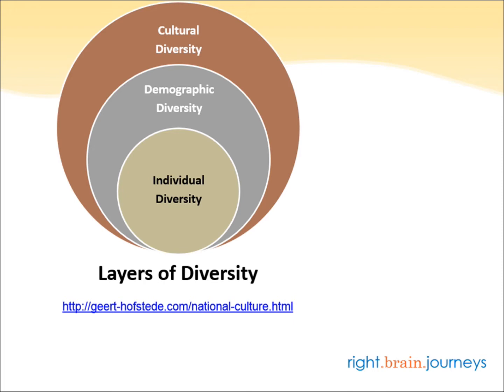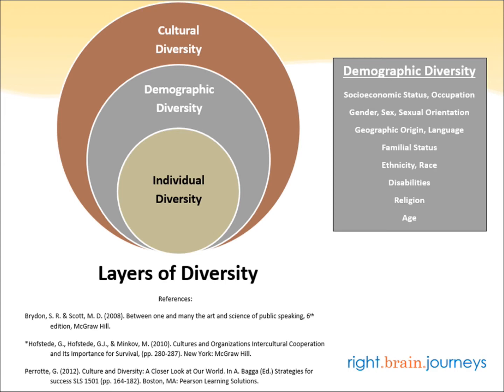Next, let's examine the second layer of diversity, demographic variables. Socioeconomic status groups people according to social grouping and economic status. This element can describe the types of life opportunities that people in the various groupings may have access to. Occupation refers to the type of work that people do for a living. You might think of the differences between blue-collar and white-collar jobs as an example.